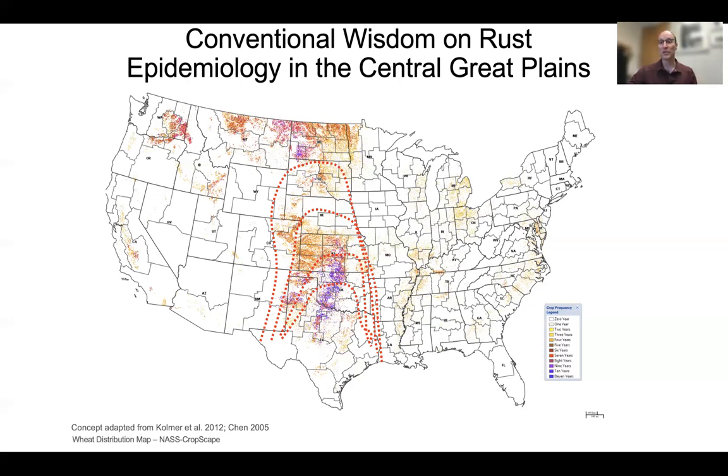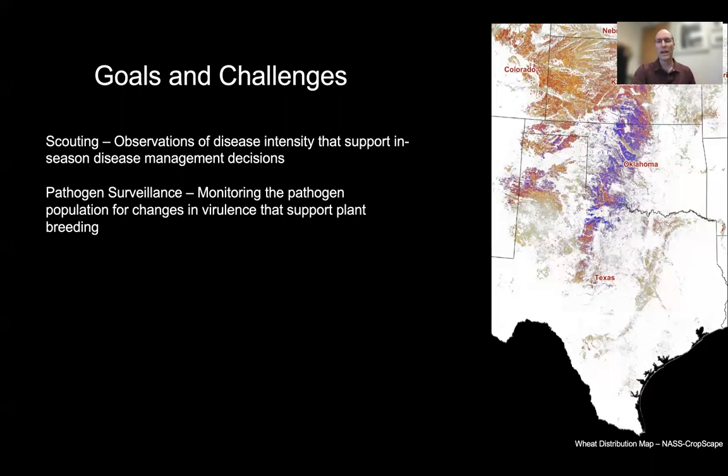So it's within this context of striped rust being a recent arrival here in the United States with around 20 years of experience, in addition to this conventional wisdom of the epidemiology of rust diseases in this area, that we look at some potential goals and also potential challenges nested within this research study. So our goals are twofold. One is we'd like to be able to do what we call scouting. By scouting, I mean we're taking these observations of disease intensity and using these observations to support in-season management decisions, namely the application of fungicides. Now, the wheat yields and economic situation of wheat production in this region of the United States is often such that growers would prefer not to use a fungicide in many years just to try and maintain the profit margins of their wheat.